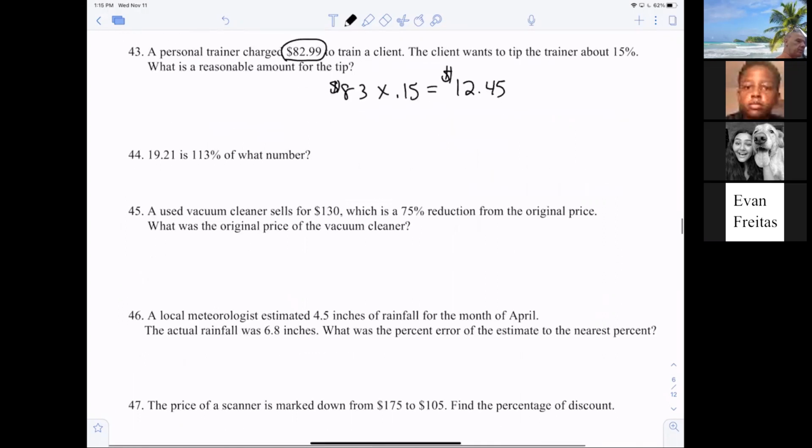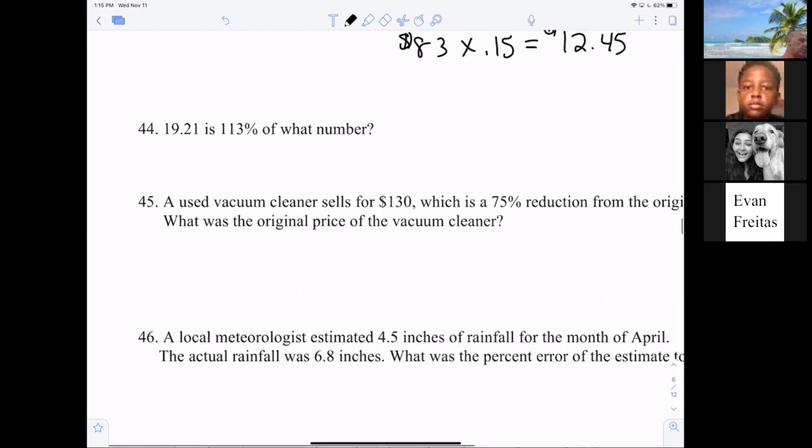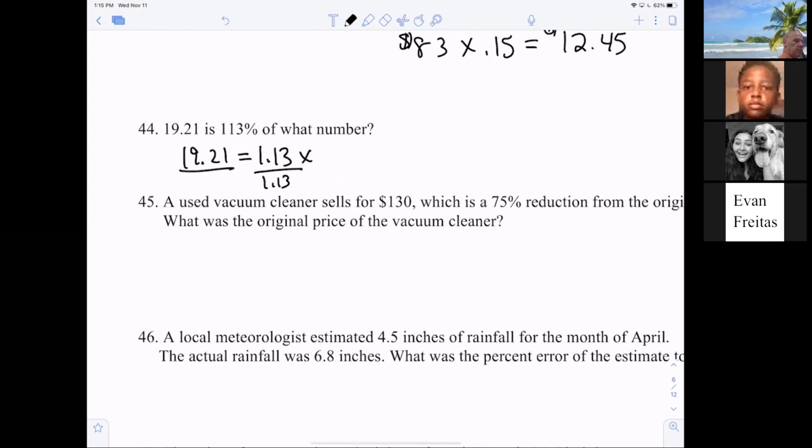All right. Here we go. Now, again, this one's important. 19.21 equals, how do I do 113%? 1.13 times x. And so now, of course, we just divide. Somebody tell me what it is exactly. Wow, 17. Good job. Thank you.